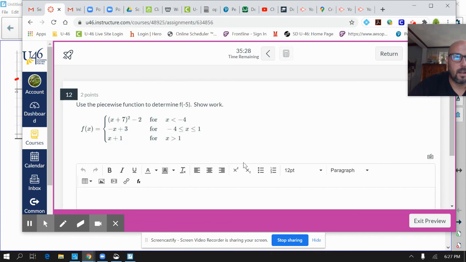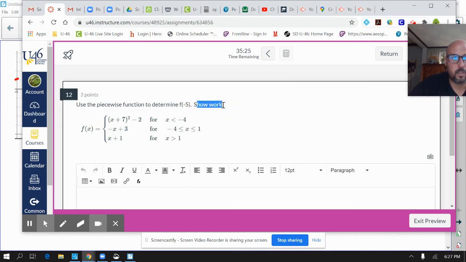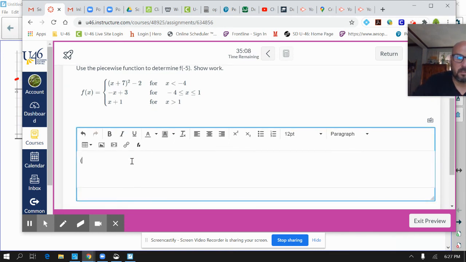Next. Oh, show work. Please show the work. F of -5. When x is -5, which piece does it belong to? The top piece, of course, because -5 is less than -4. Doesn't belong anywhere else. So you're using this piece. How would you show your work? Very simple. Just show me that you're using the right piece. -5 plus 7 squared minus 2 equals, well, that's 2 squared minus 2, which equals 4 minus 2, which equals 2.